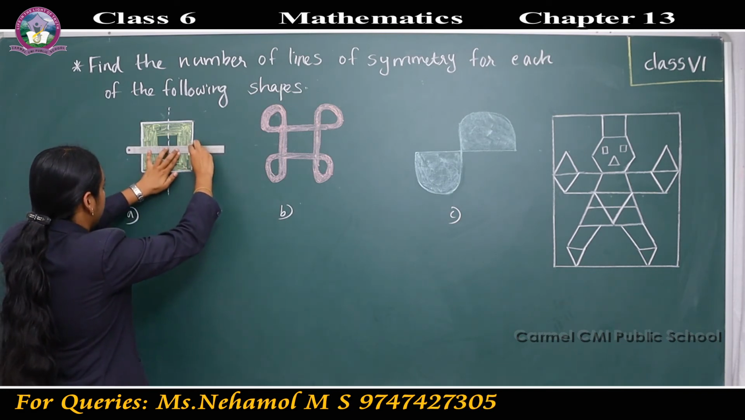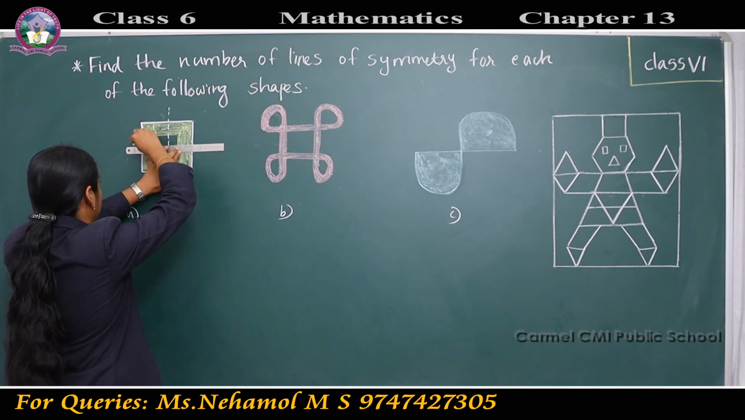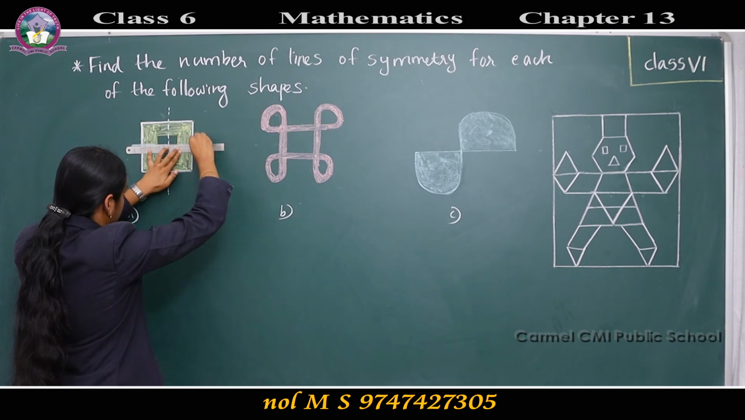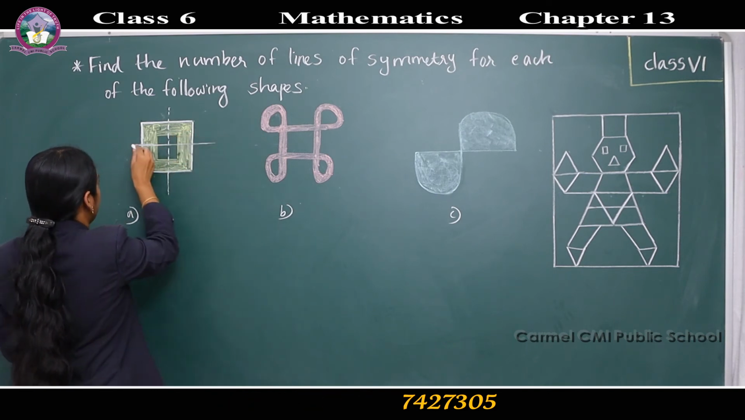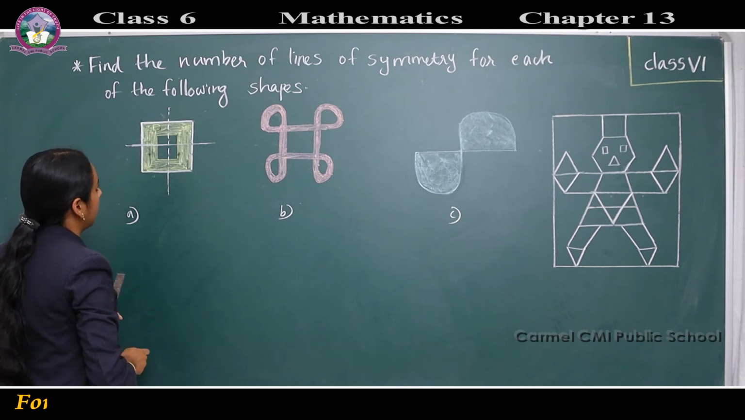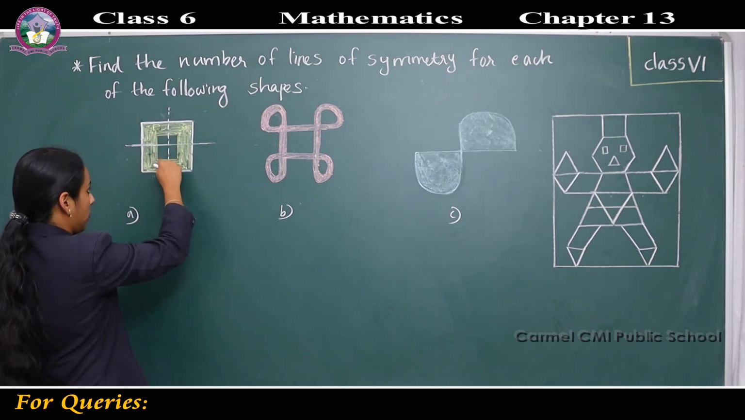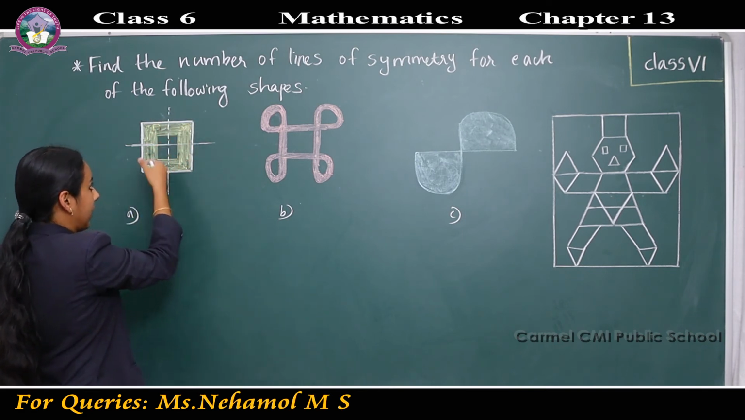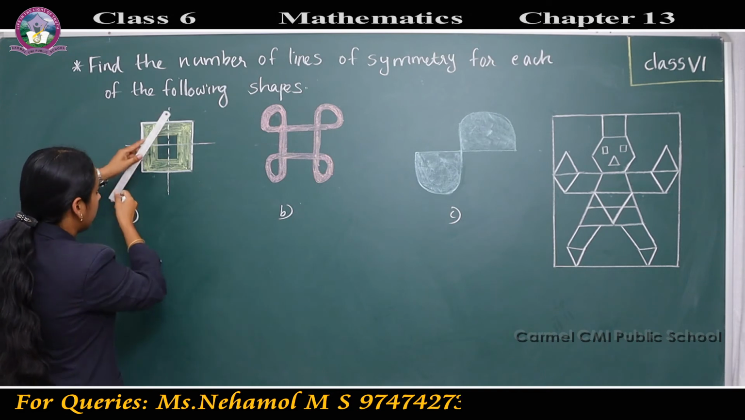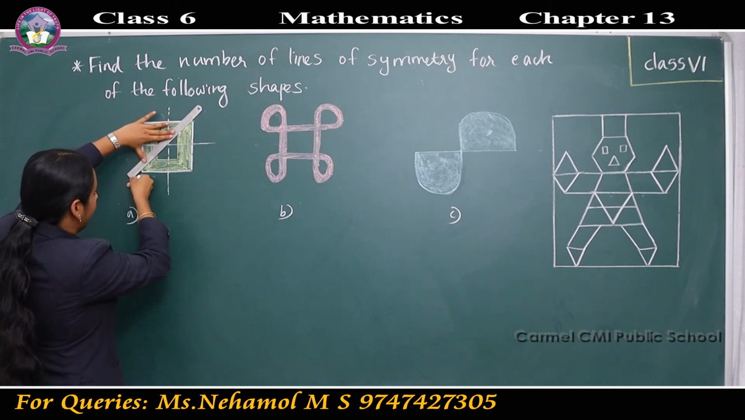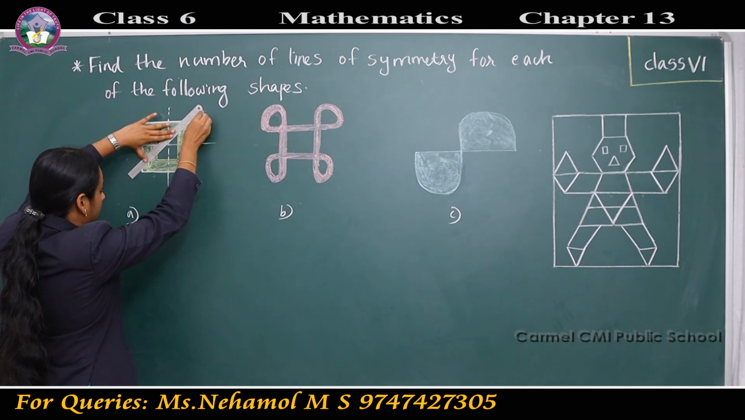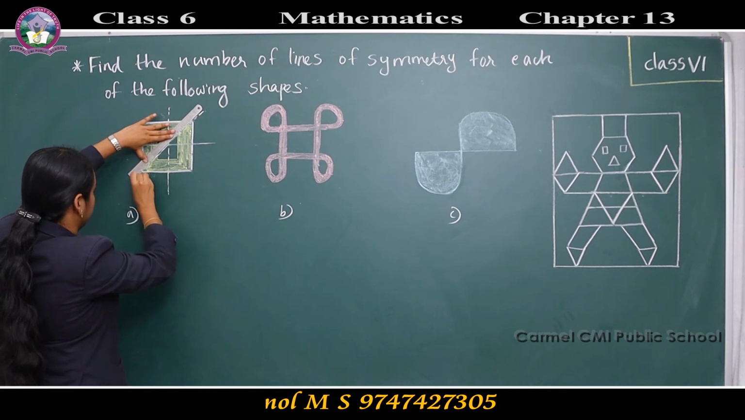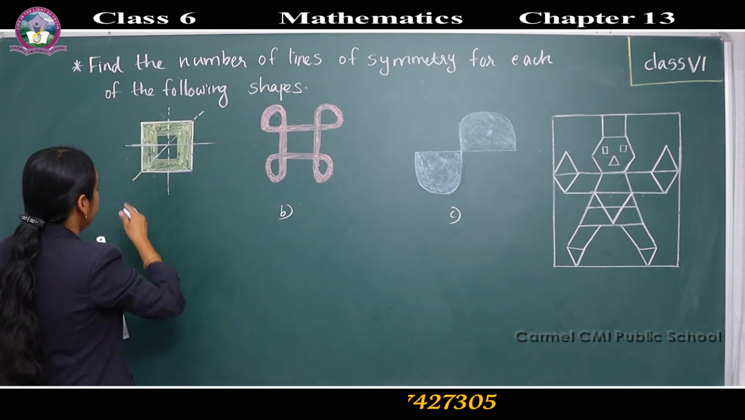Then we can divide the figure this way also. So next line of symmetry, second one. Then these two parts are equal. Then if we fold the figure like this, this part exactly overlaps the first part. Then we can divide diagonal wise also. So we can draw a line of symmetry diagonal wise. Then this way.